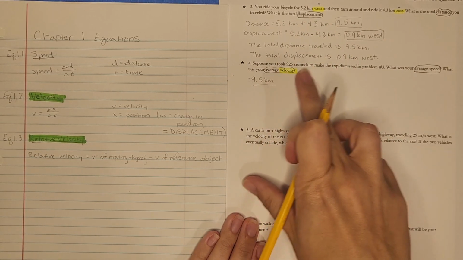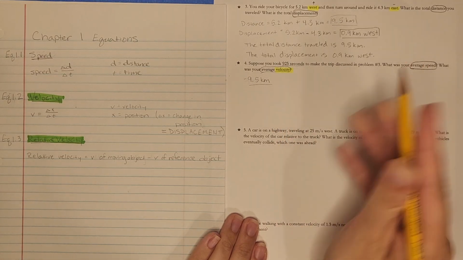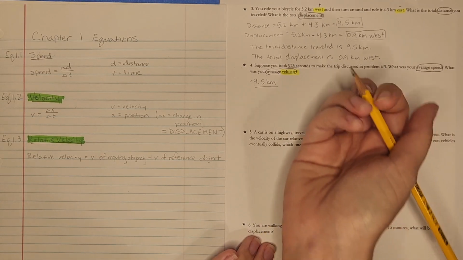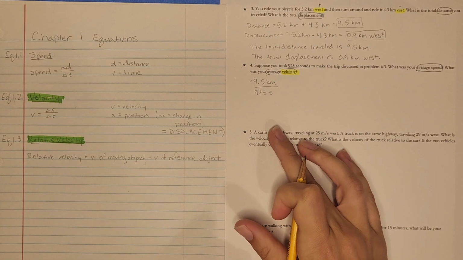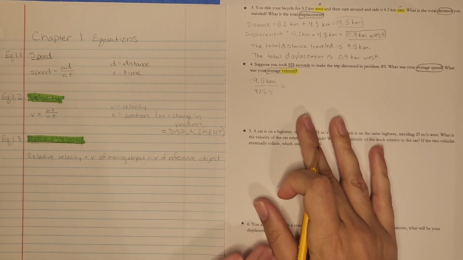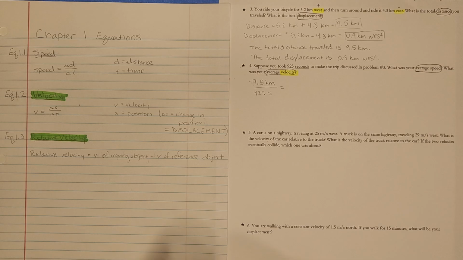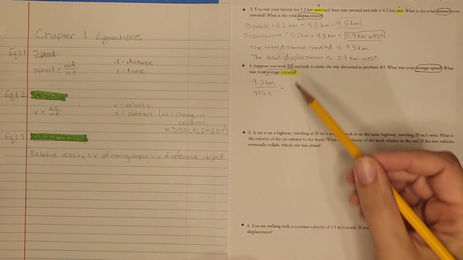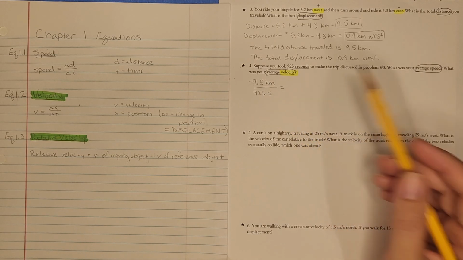And my time is what it gave me, 925 seconds. I'm going to underline that because that's something I'm going to use, okay? And so now I'm just going to simply divide, and we have to keep in mind rules about significant figures with this. So when we are multiplying and dividing, the total number of significant figures of the part of the problem with the least number of significant figures is what we're going to use, okay?